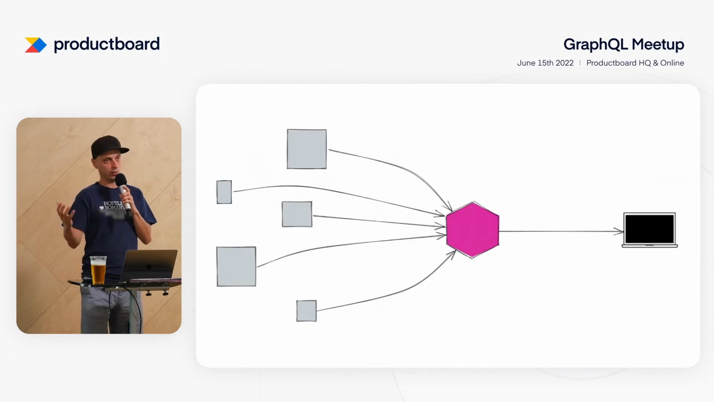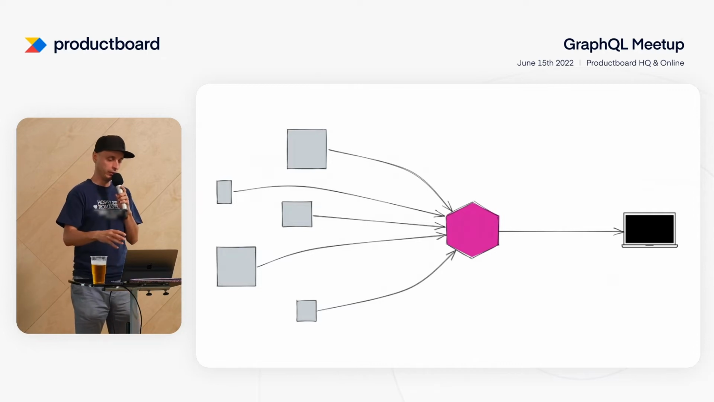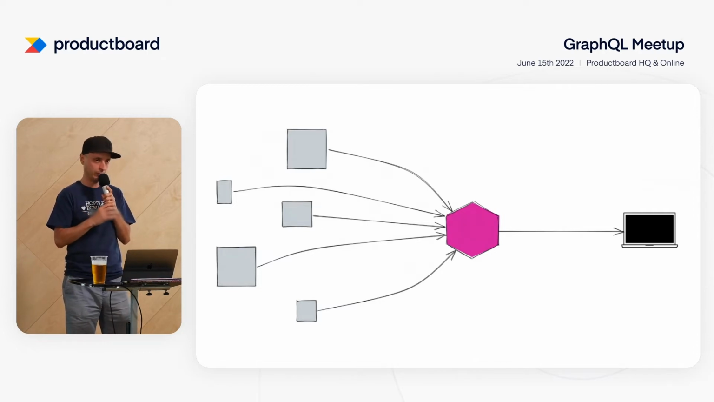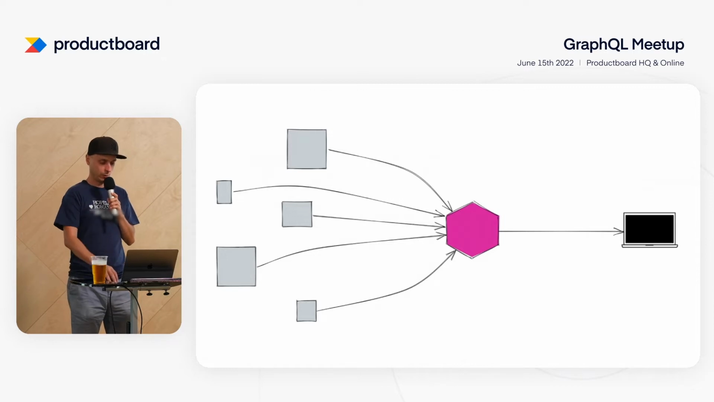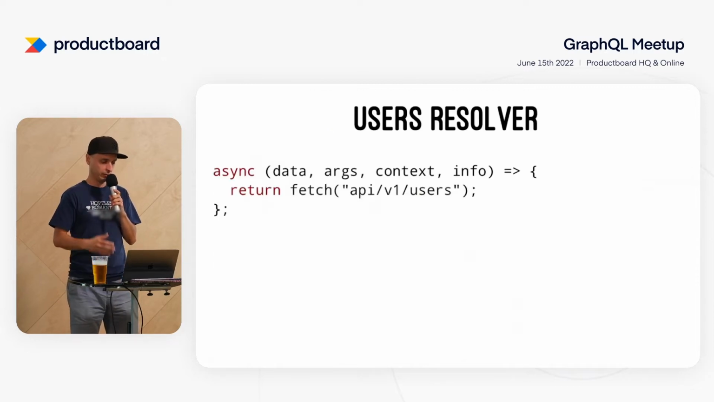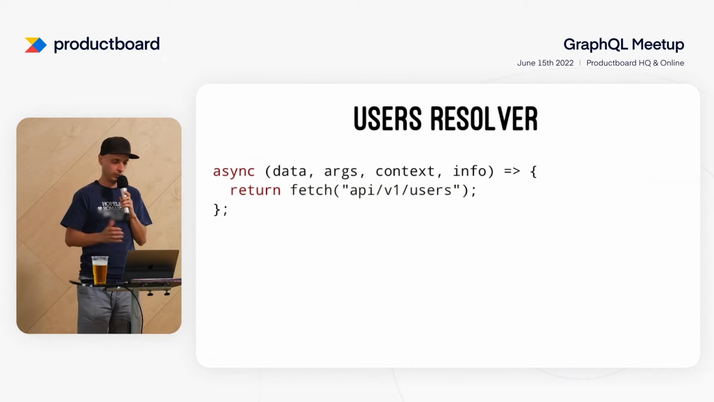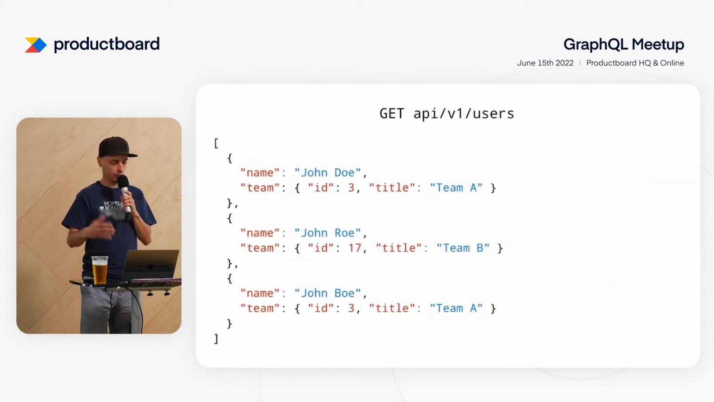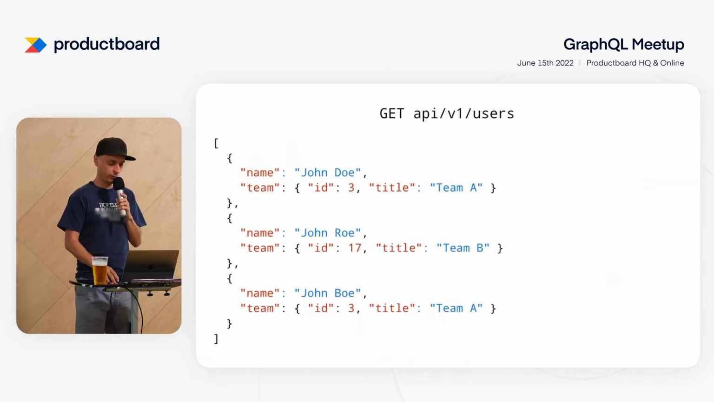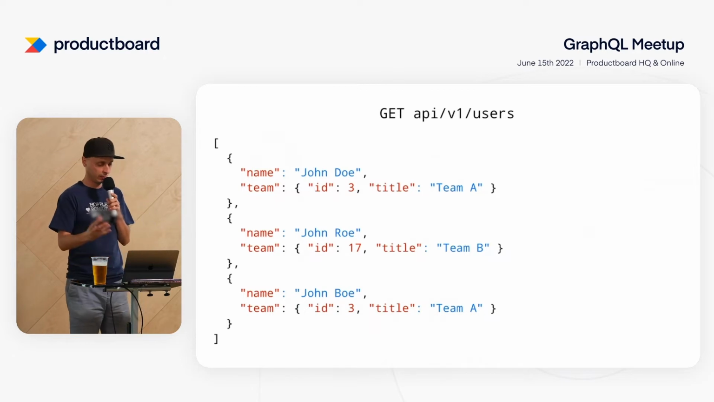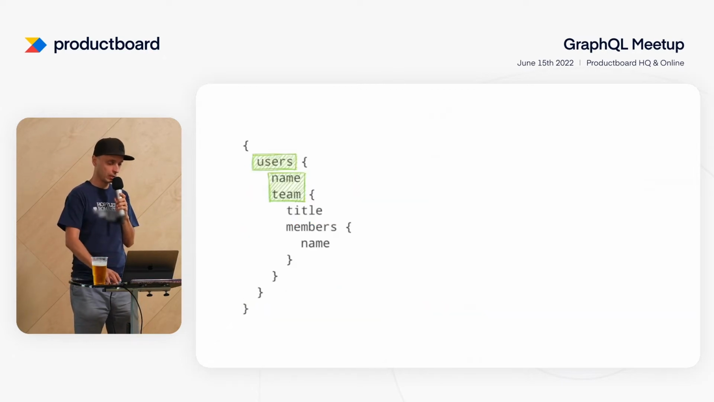When we use an architecture like this, we've got microservices and GraphQL as a gateway, a pretty common pattern. What's going to happen in the users resolver? We're going to fetch some REST API there, and it could be simple like that. The API returns, let's say, an array of users and some teams and some information about the team. We take the response and pass it to the children.